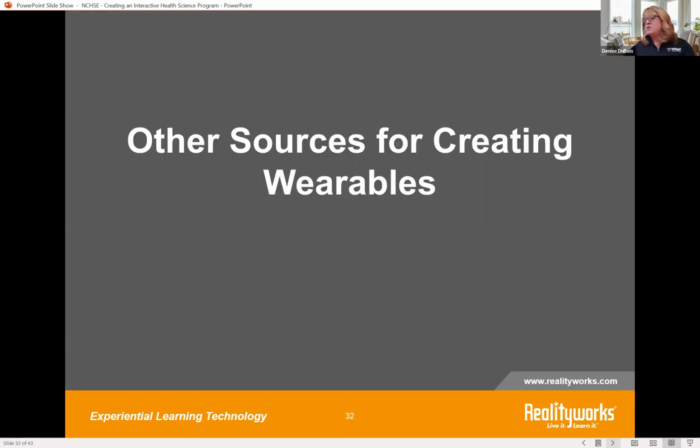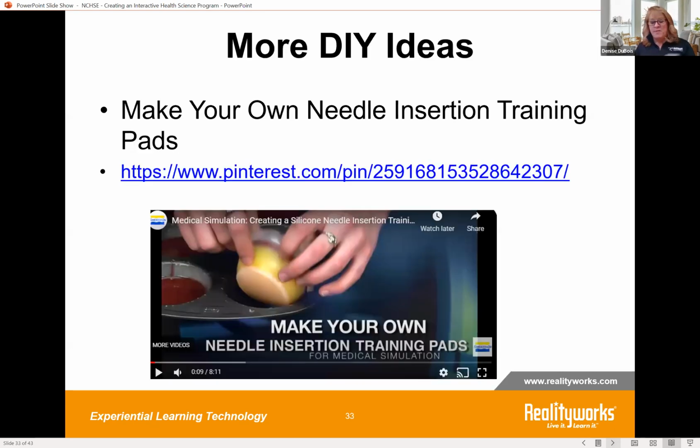So we've got a few other sources for creating wearables that we wanted to share with you today. And we found these as we were doing some research. So you can determine whether you think they're a good idea or not, but we came across these ideas and we just thought that we would share them as part of our webinar today.